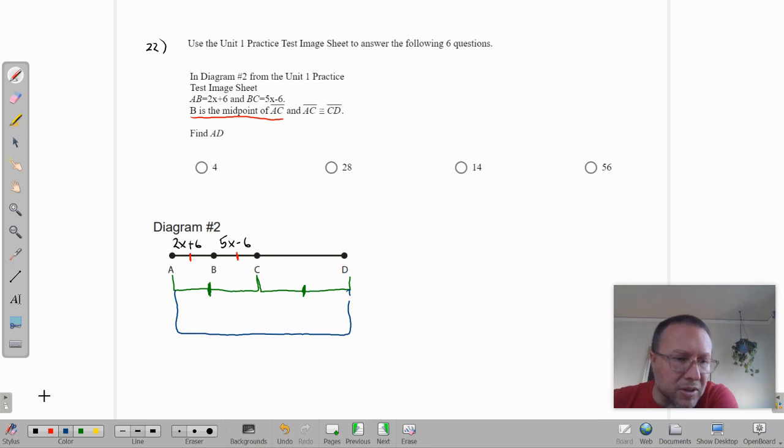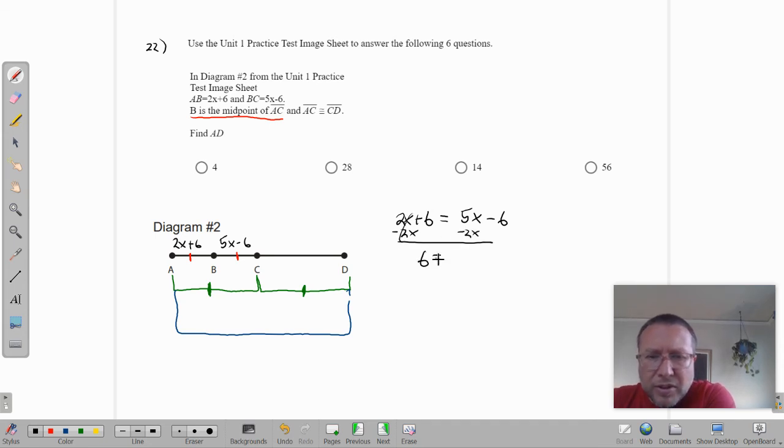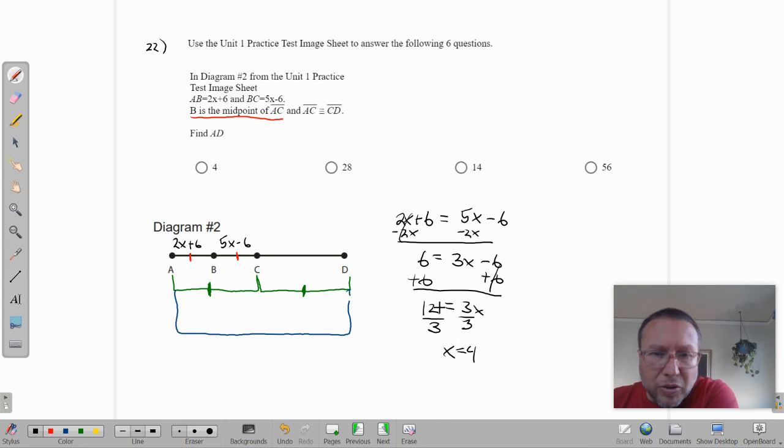So 2x plus 6, we're going to set equal to 5x minus 6, and then we'll solve for x. So we get 6 equals 3x minus 6. Add 6, and 12 equals 3x. Divide by 3, and we get x equals 4. Now, don't pay any attention to that. That's not our answer yet. We've got to fill some stuff in here.